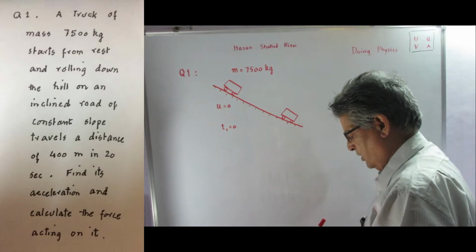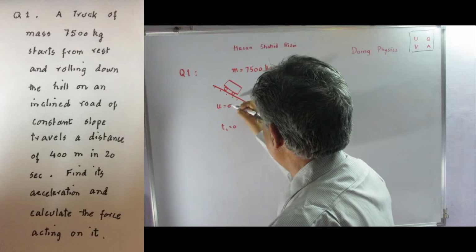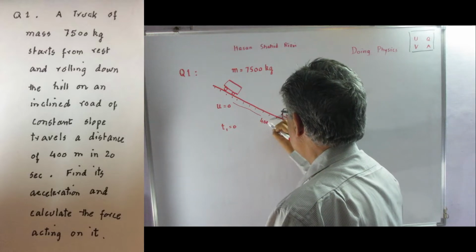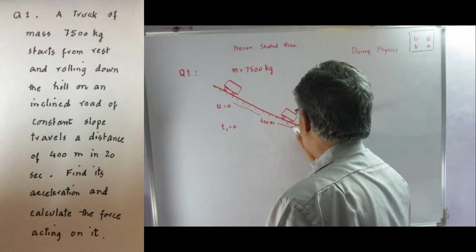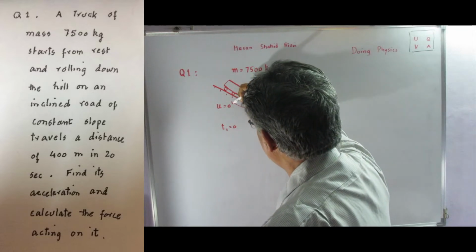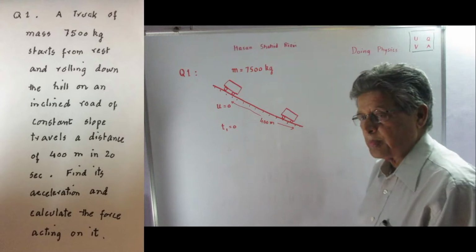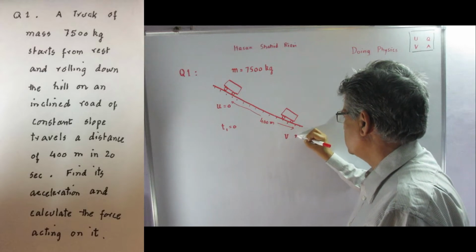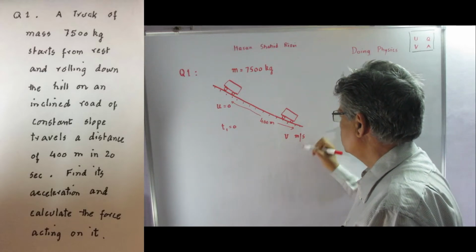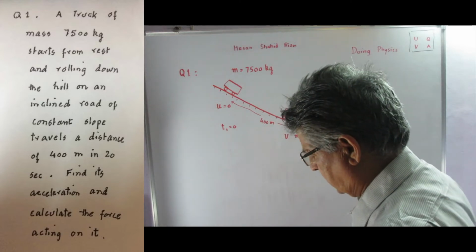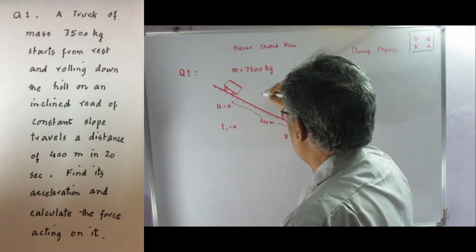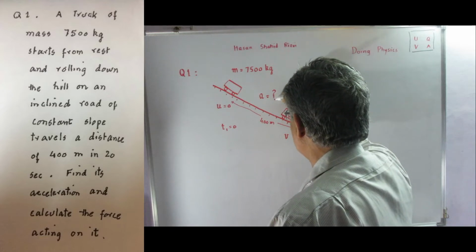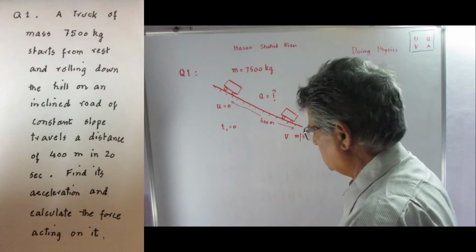400 meters away. So I'll just make it 400 meters away, and the truck stops. I'm sorry, it doesn't stop. It acquires a certain velocity, v meters per second. In the meantime, it is accelerated down the hill. So I'll say that there is an acceleration and which we have to calculate, so therefore I just put the interrogation sign over here to do it.